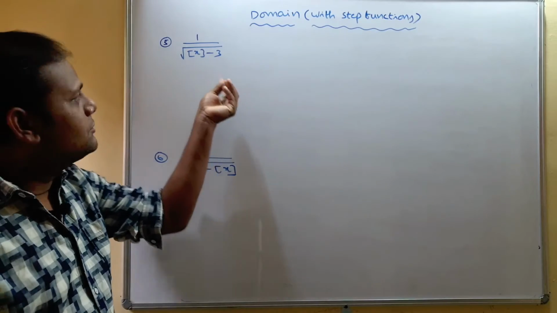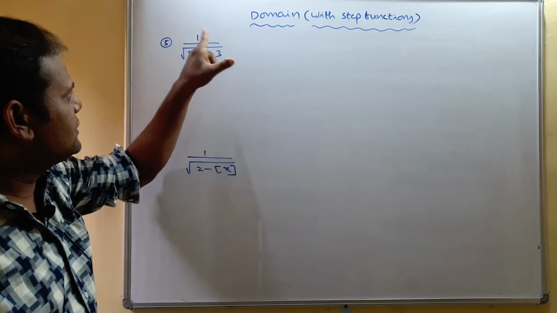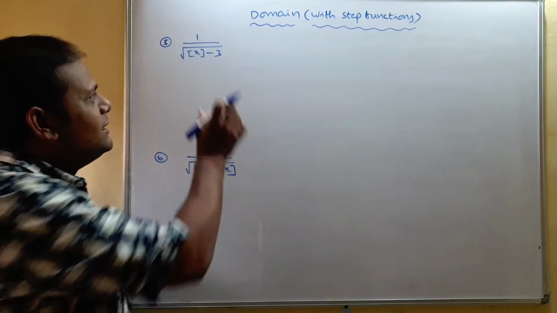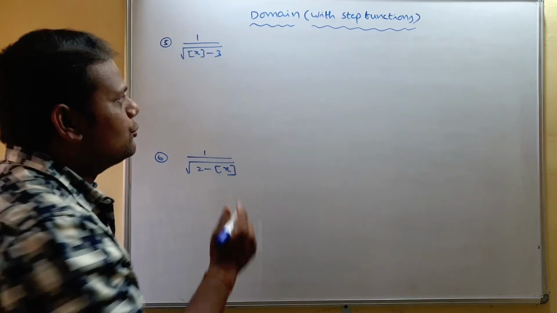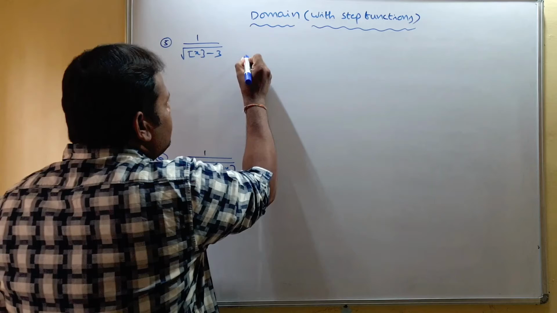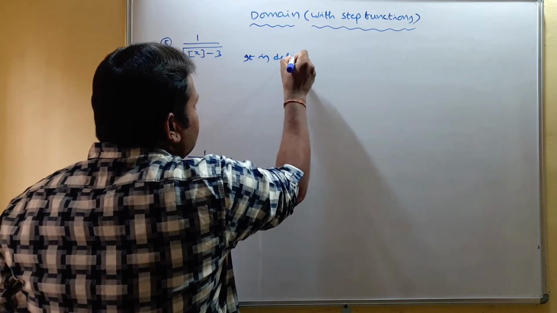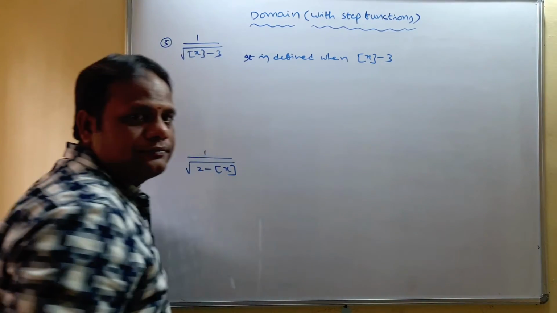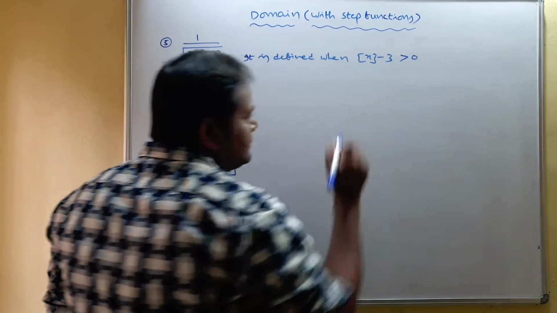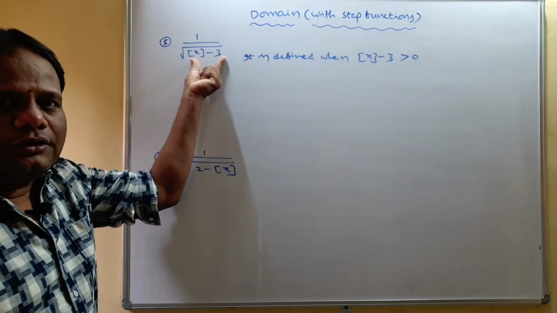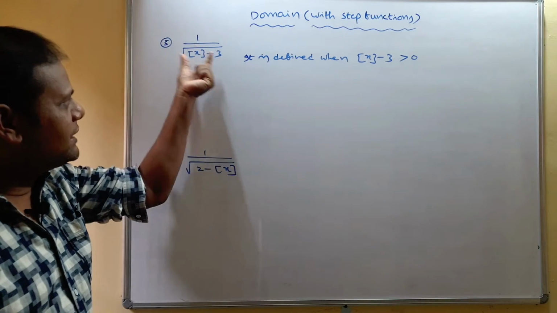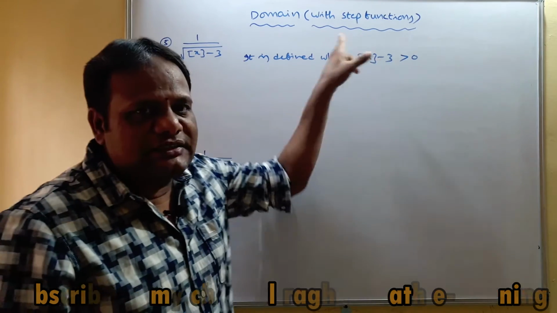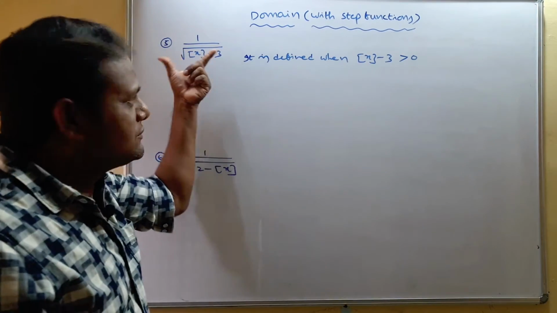Coming to next, we have to find the domain of the function 1 by square root of step x minus 3. Here in the denominator we have a square root. So it is defined when step x minus 3 is greater than 0. Yes, it is in the square root and it is in the denominator, so it is not 0. So it must be greater than 0, that is step x minus 3 greater than 0. Then only this function is defined.